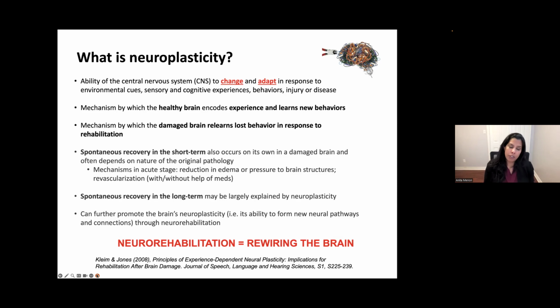That basically is what causes, or some of the mechanisms that can explain, that spontaneous recovery that takes place. But any kind of spontaneous recovery that happens more in the long term, more subacute and chronic wise, is really explained by neuroplasticity. It's just our brain and its ability to rewire itself. And so what we really want to do as therapists is really promote that neuroplasticity that happens in the brain, and really recreate those new neural pathways and connections.